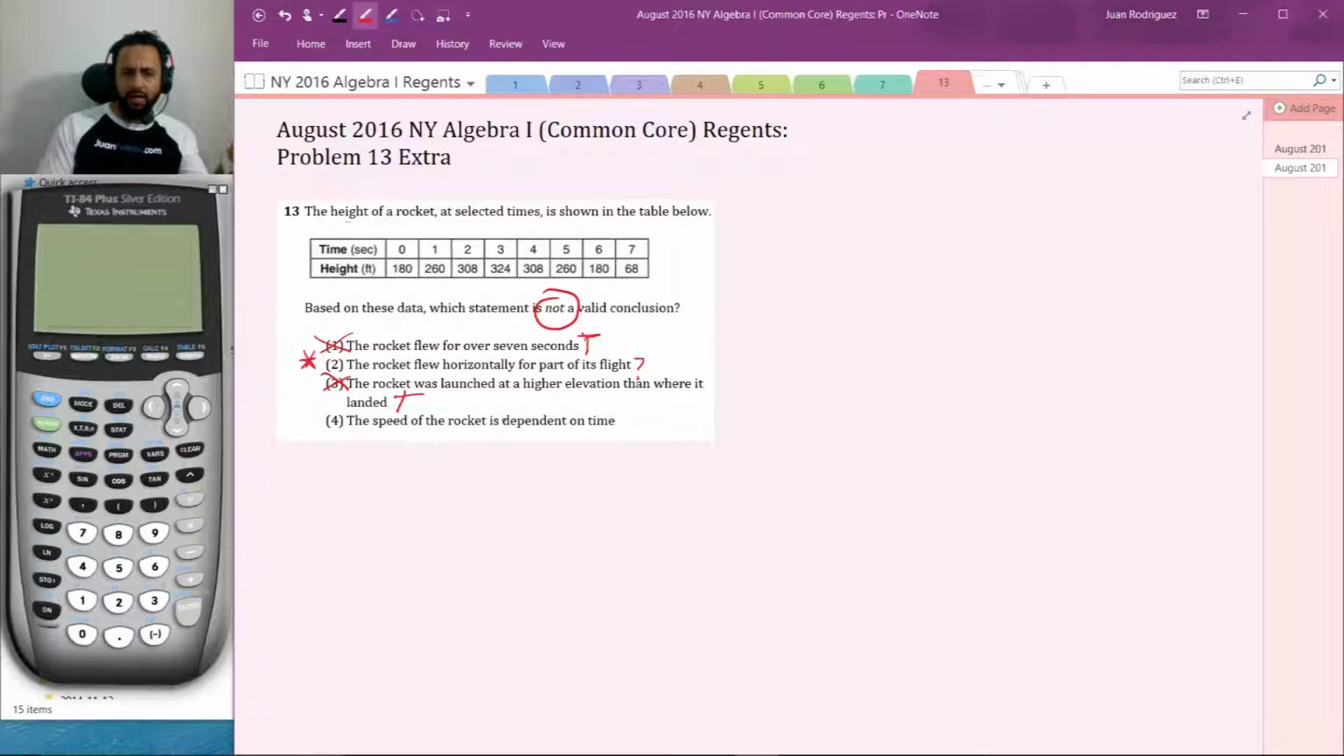And the speed of the rocket is dependent on time, meaning the speed at which the rocket goes changes over time. Well, the rocket went from 180 to 260. That's a height change of 80 in 1 second. So the average speed between time 0 and time 1 is 80 feet per second. The height from time 1 to time 2 changed from 260 to 308. That's a height change of 48 in a time span of 1 second. So that's 48 feet per second on average. That's different, so it definitely changed over time. So this is not the answer. So in fact, choice 2 is the answer.